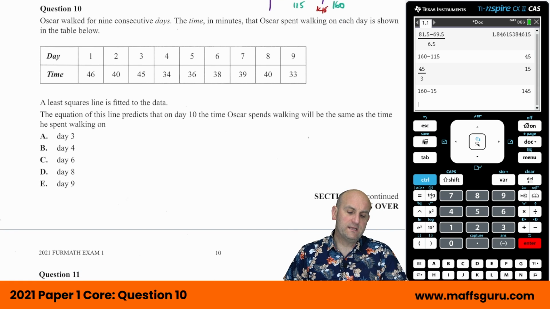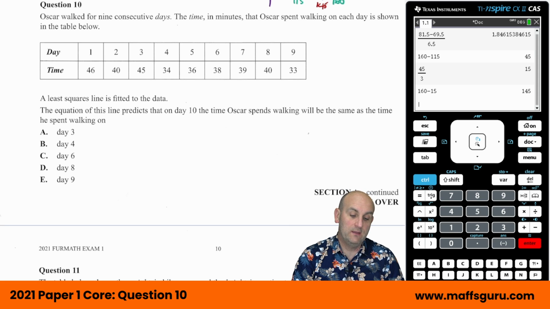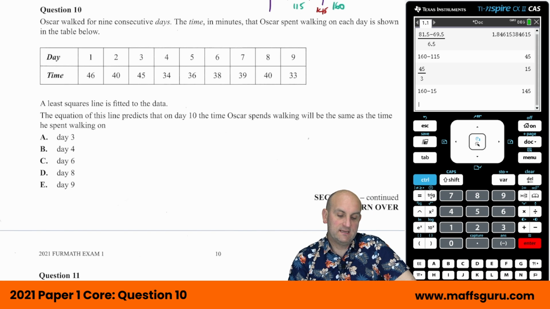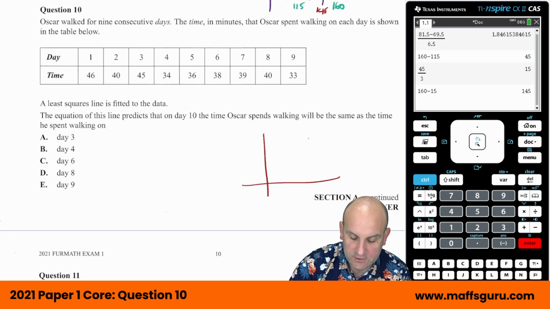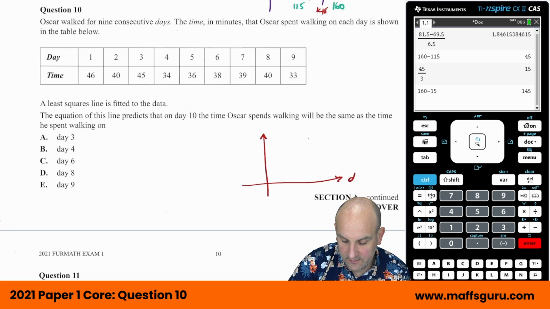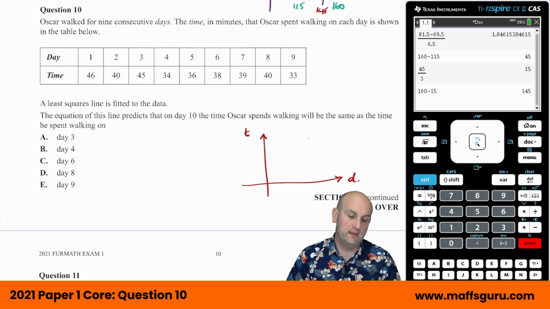Oscar walked for 9 consecutive days. The time in minutes that Oscar spent walking on each day is shown in the table below. A least squares line is fitted to the data. The equation of this line predicts that on day 10, the time Oscar spends walking will be the same as the time. So I now know from that question that days go along the bottom and time goes up the side, because they're predicting the time, right? Equation of line predicts the time.